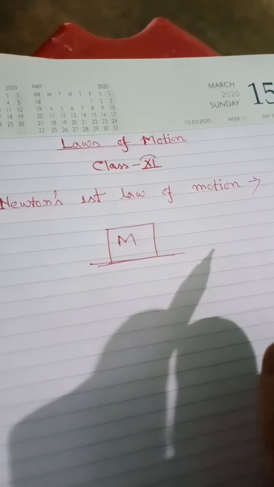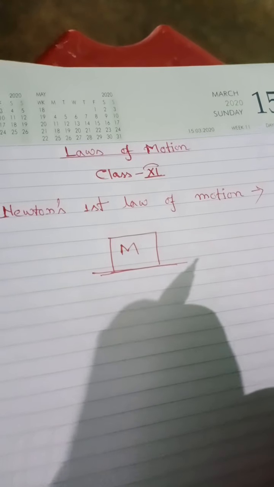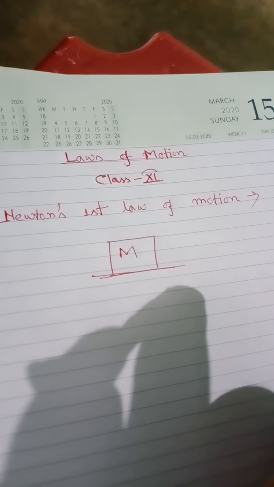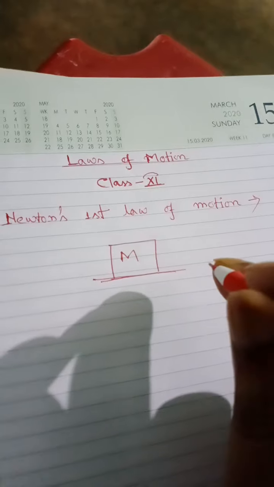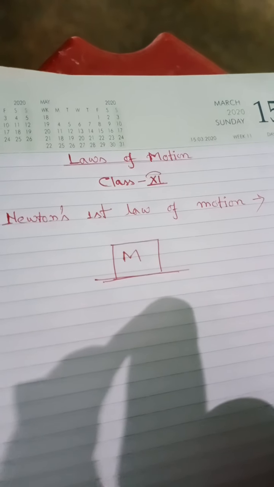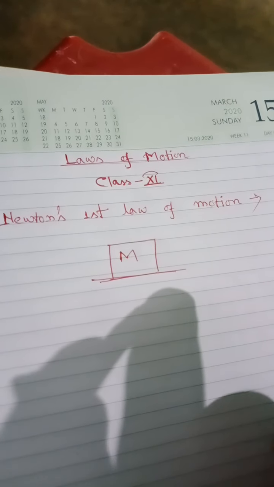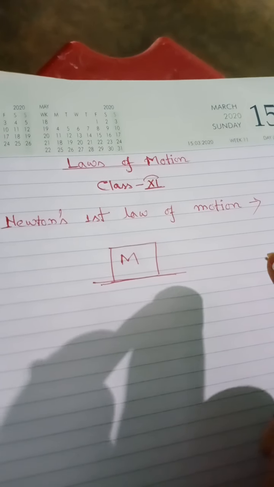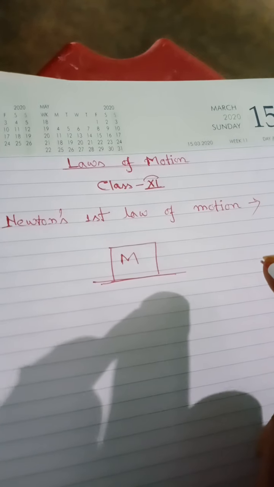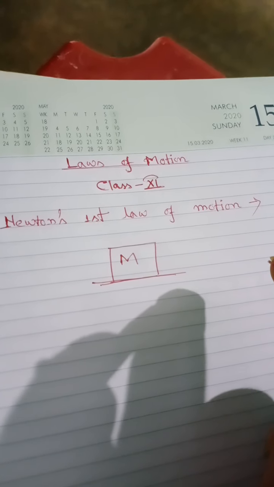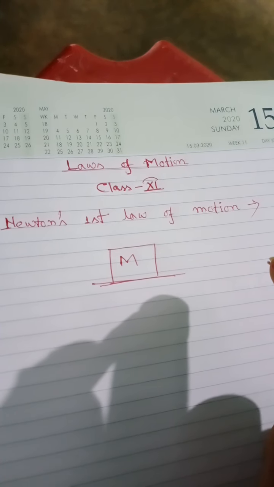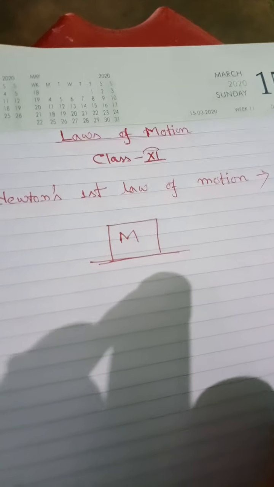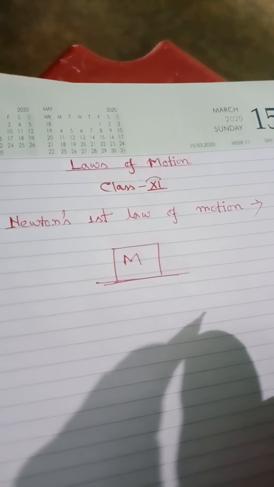So this is the Newton's first law of motion. Newton's first law of motion states that if any body is in rest, that will be in rest forever, and if any body is in motion, that will be in uniform motion along the same straight line if no external force is applied on it. So this is the Newton's first law of motion.